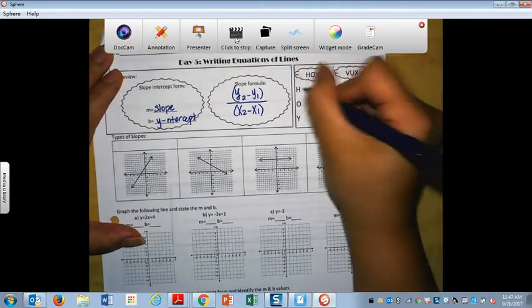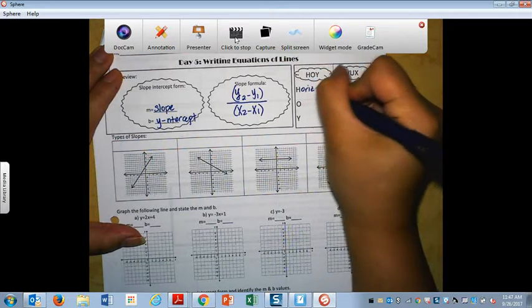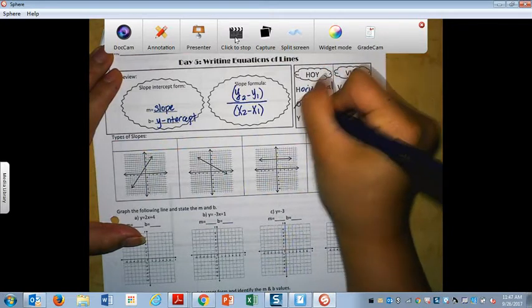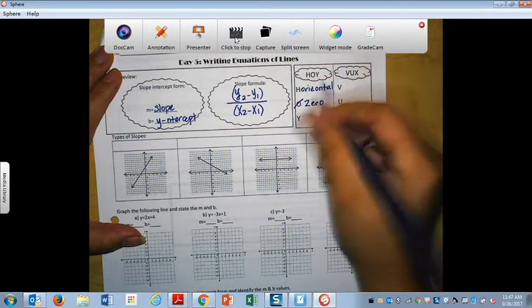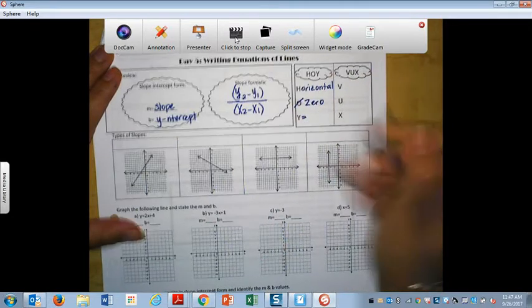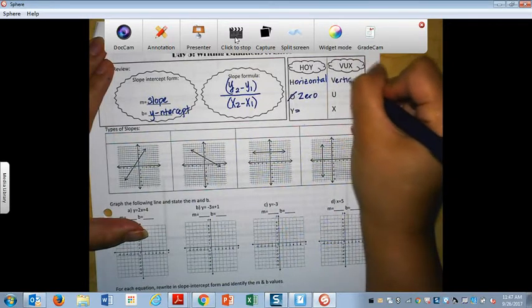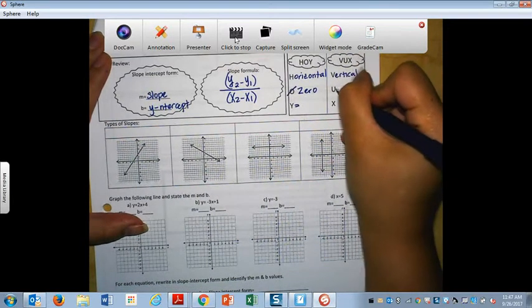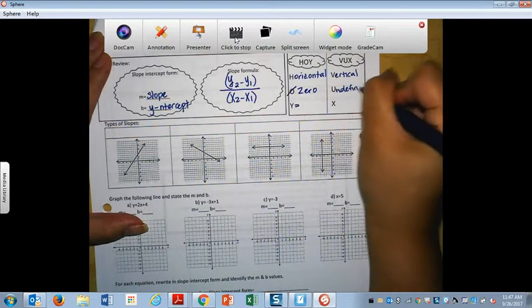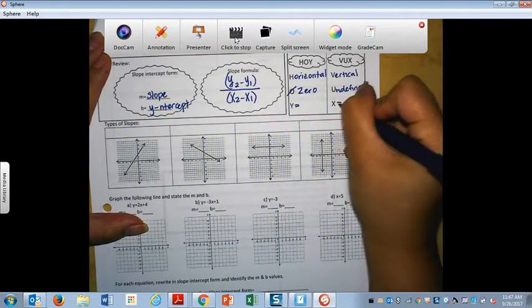This means horizontal lines have zero slope and you write it as y equals. This means here this is vertical lines. They have undefined slopes and you write it as x equals.